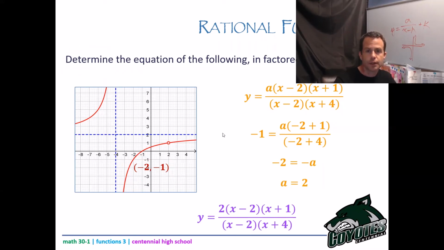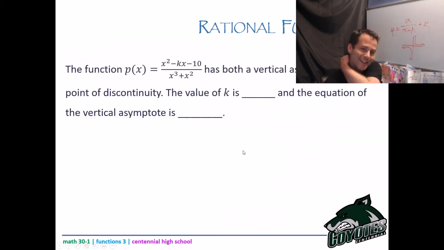Cool. All right, I like this question. The function p of x equals x squared minus kx minus 10 all over x cubed plus x squared has both a vertical asymptote and a point of discontinuity. The value of k is blank, and the equation of the vertical asymptote is blank. What are we going to do?